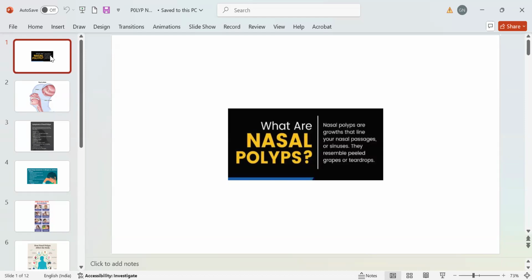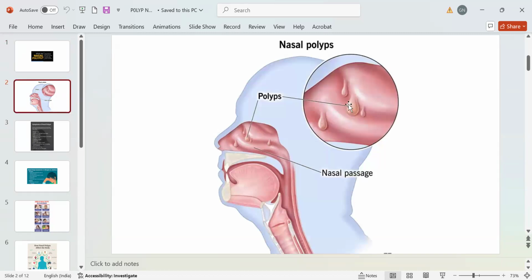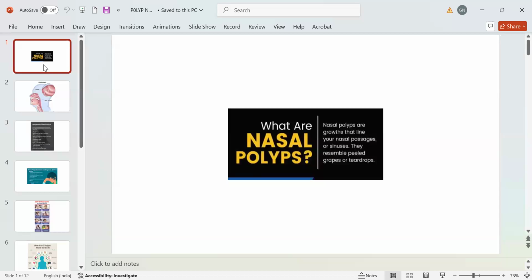Nasal polyps are growths in the nasal passage. They resemble peeled grapes. It looks like a teardrop, and if there are multiple small ones, then it becomes like grapes. It is a painless and benign growth, non-cancerous. They form in the mucosa, the lining of the nasal cavity and sinus passages. They usually appear on both sides of the nose. It can be unilateral, it can be bilateral.